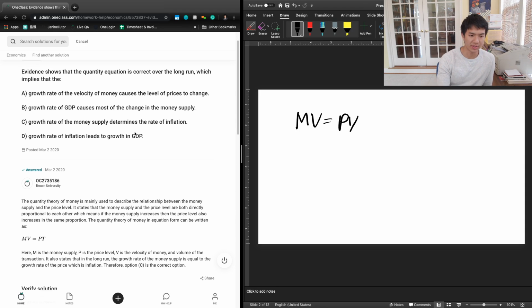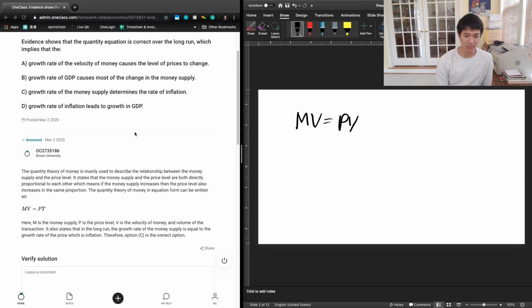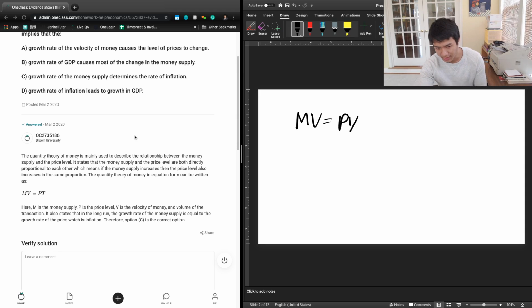Okay, let's take a look at the previous tutor's answer. The previous tutor said the quantity theory of money is mainly used to describe the relationship between the money supply and the price level. It states that the money supply and the price level are both directly proportional to each other, which means if the money supply increases, the price level also increases in the same proportion. The quantity theory of money in equation form can be written as MV equals PT. Here, M is the money supply, P is the price level, V is the velocity of money, and T is the volume of transactions. It also states that in the long run, the growth rate of the money supply is equal to the growth rate of the price, which is inflation. Therefore, option C is the correct answer.